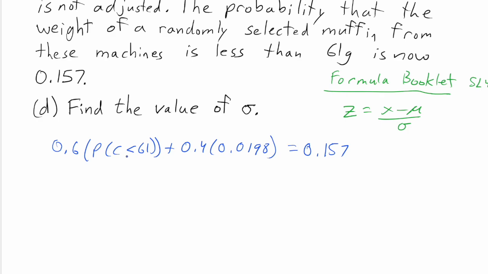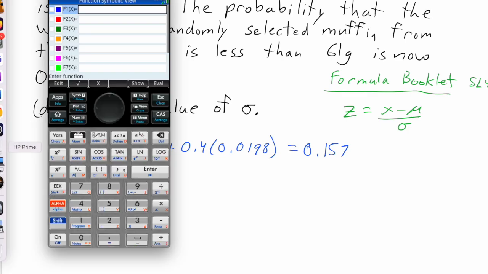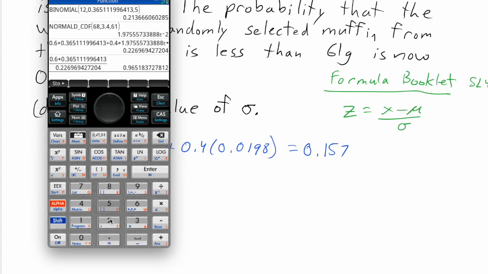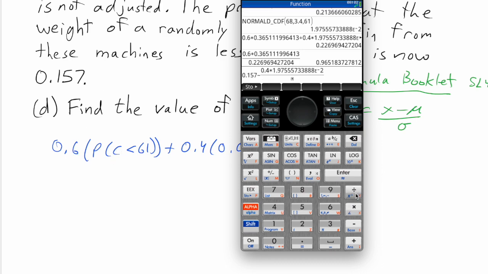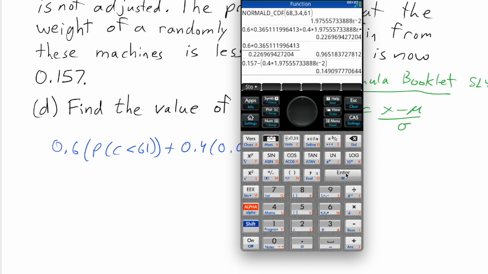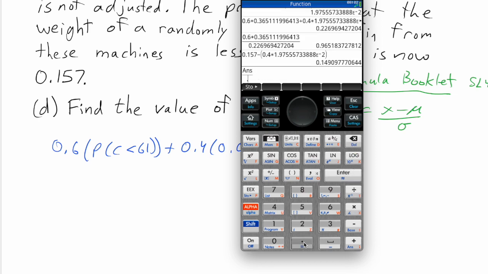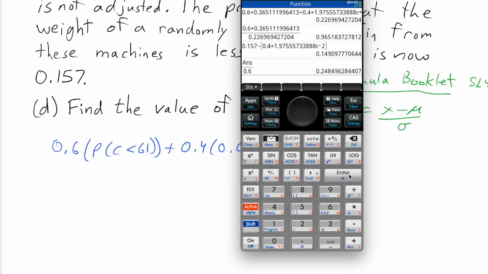Okay, we can solve for this one here. Let's do that in the calculator. Let's solve that. So let's do 0.157. Let's subtract this bit. 0.4 times 0.01. Actually, let's get the exact value from before. That's this one right here. Okay, and we're going to divide by 0.6. That will solve for this, right? Well, actually, we can't do that. Let's just press enter and then divide by 0.6. Okay, so we get this amount here.